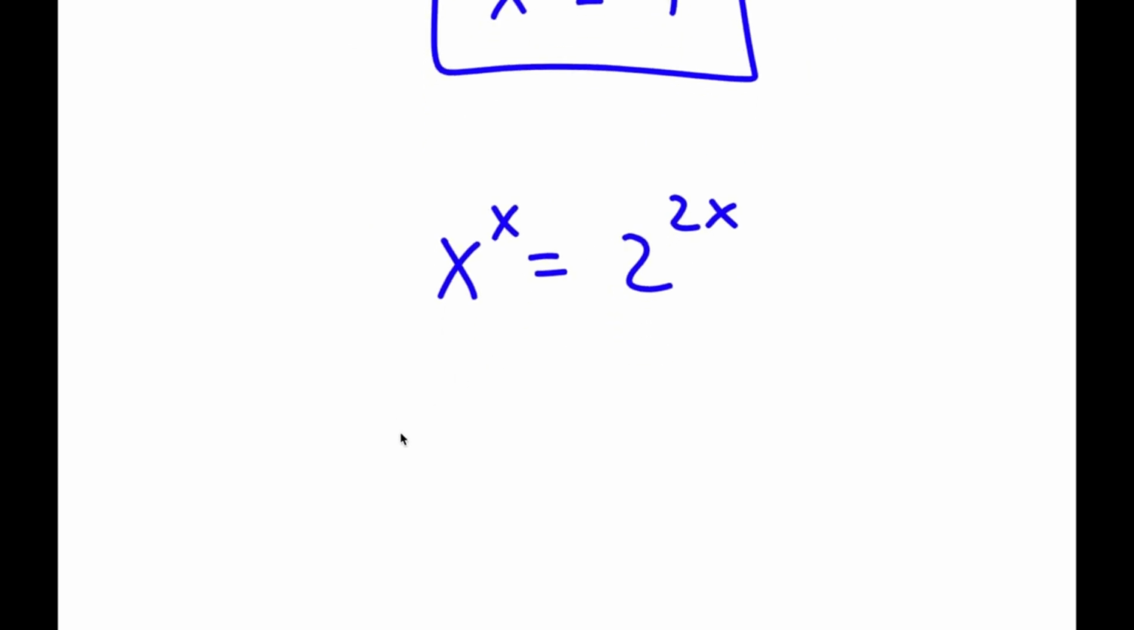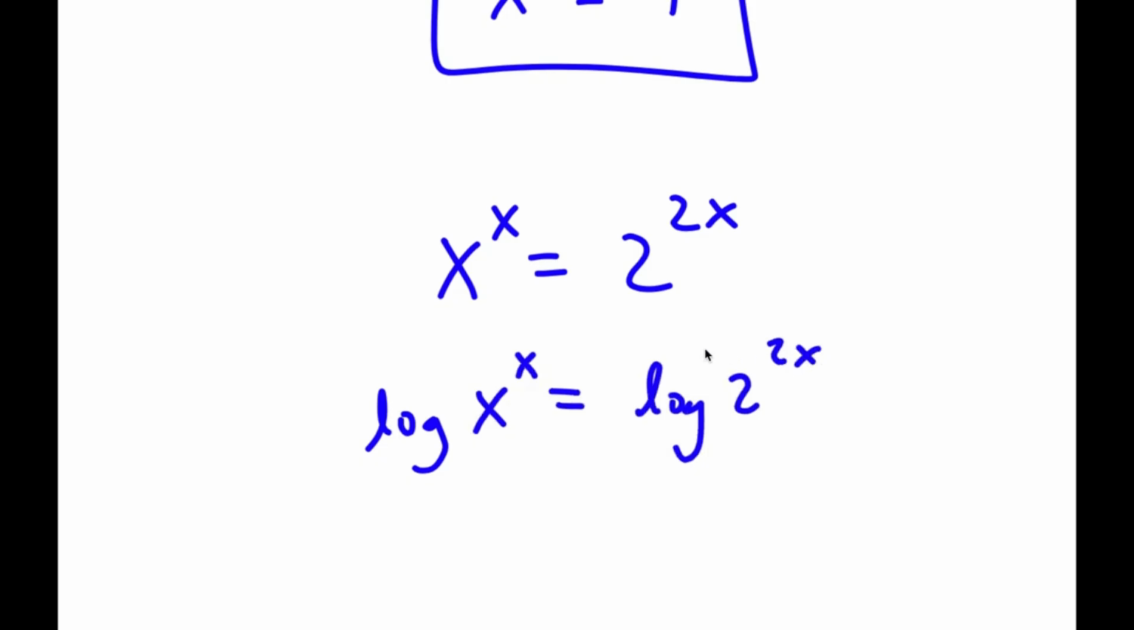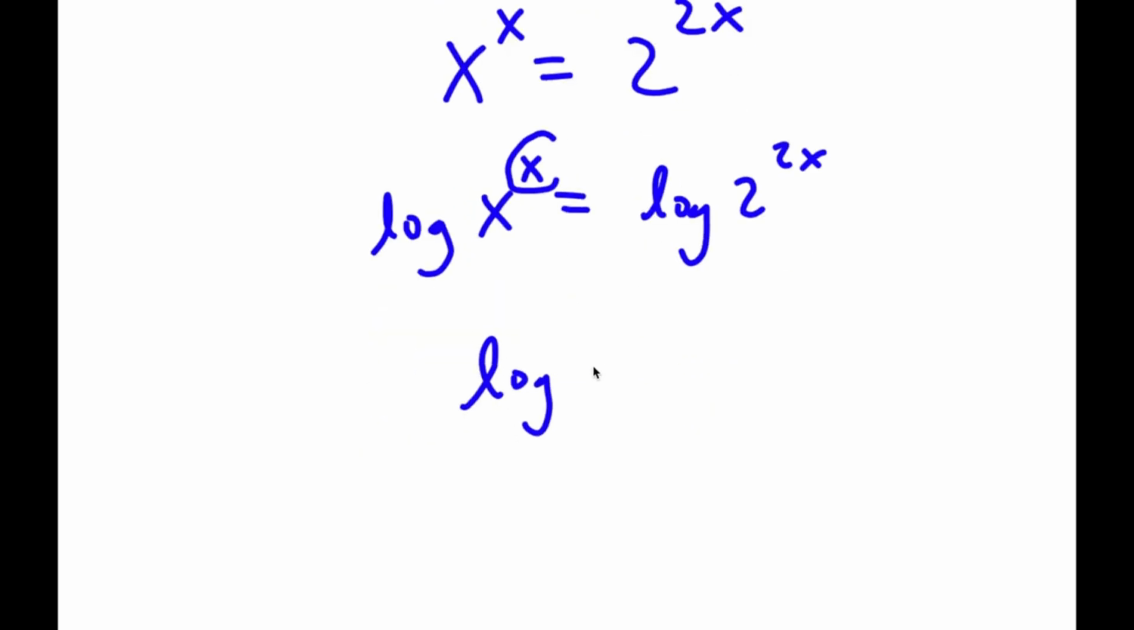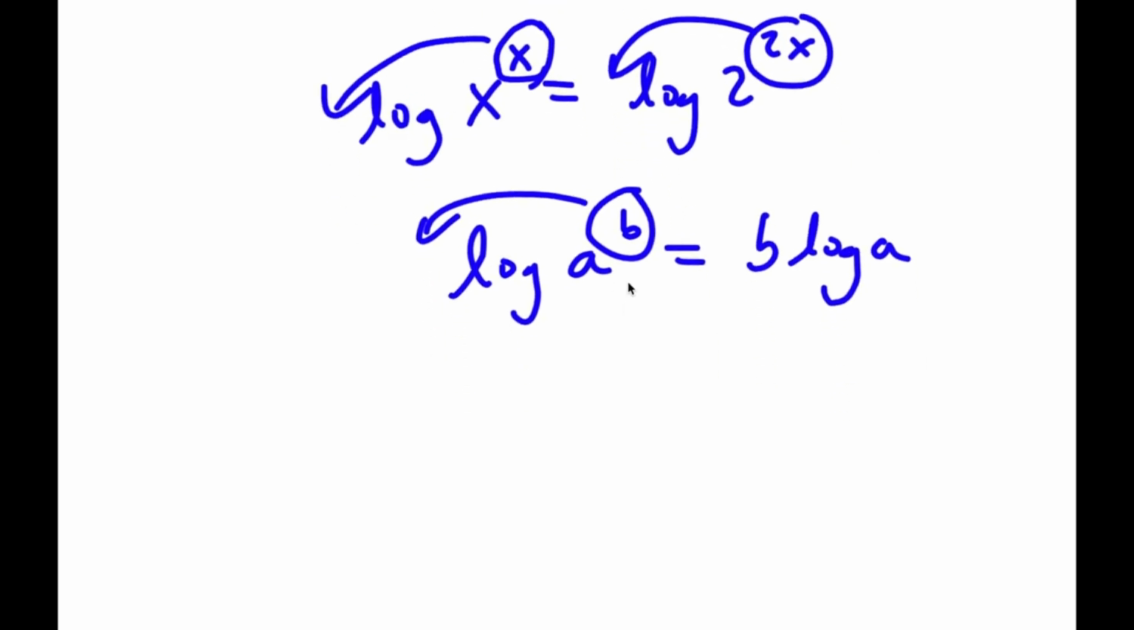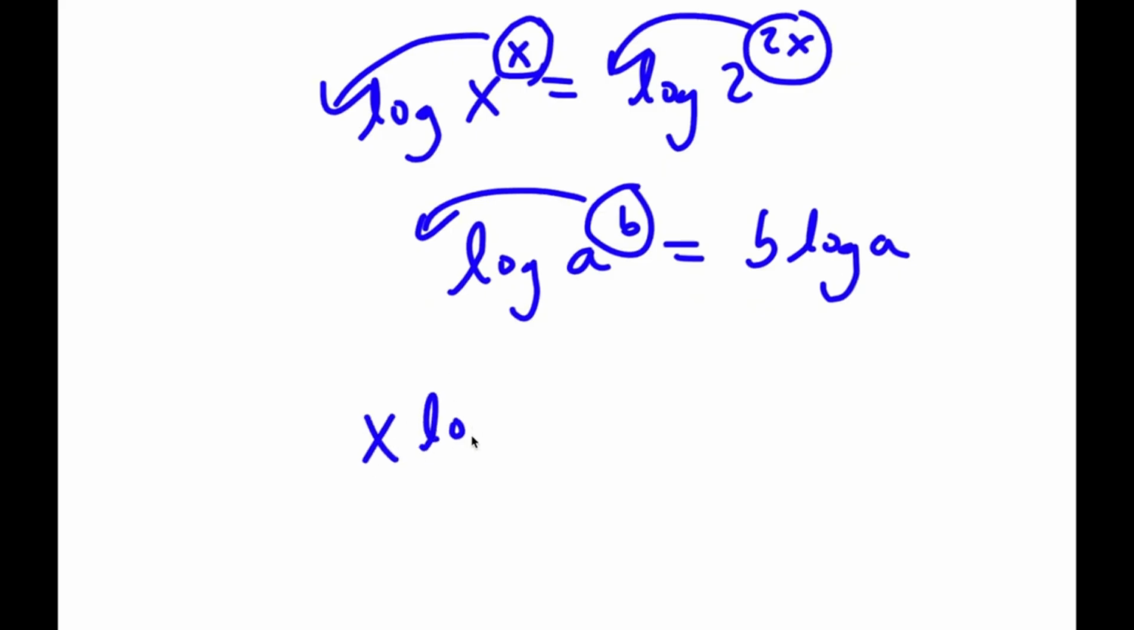So what I'm going to do this time is take the log on both sides. So I have log x to the power of x is equal to log 2 to the power of 2x. Now, if I have something in the form log a to the power of b, I can actually move the b to the front. So this would equal b times log a. So for log x to the power of x, I can move x to the front, and for log 2 to the power of 2x, I can move 2x to the front. So now I have x times log x is equal to 2x times log 2.